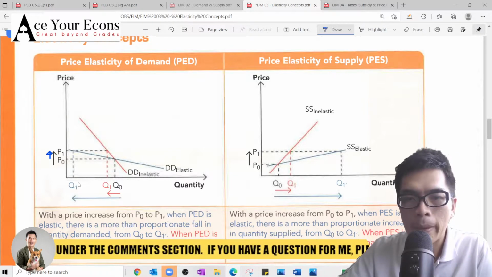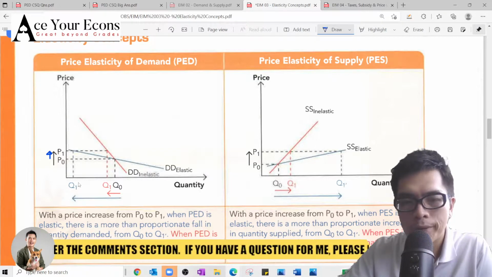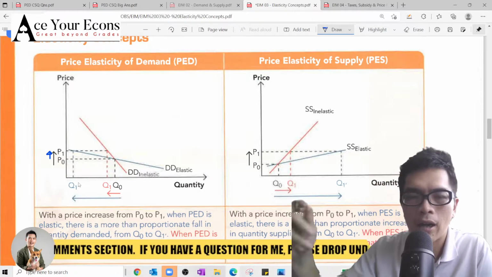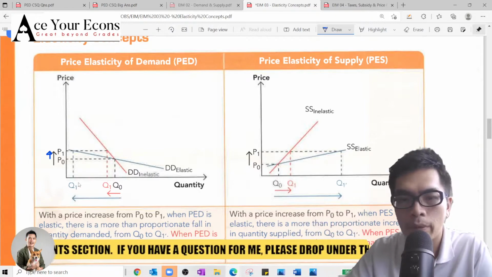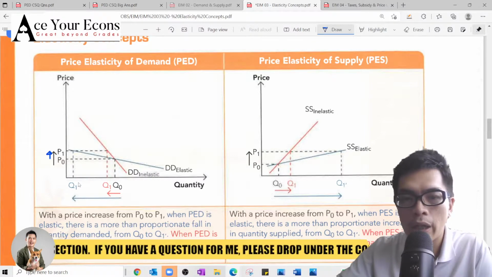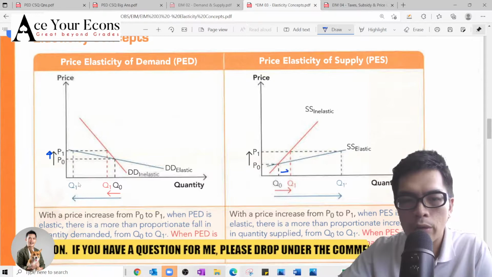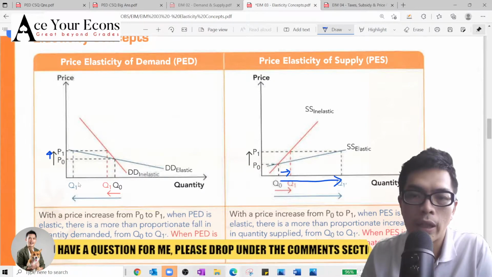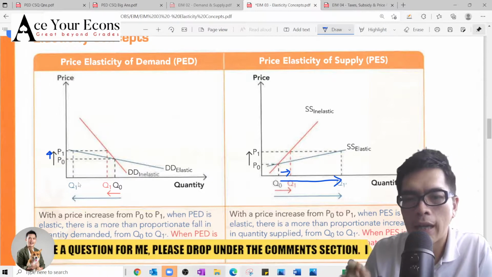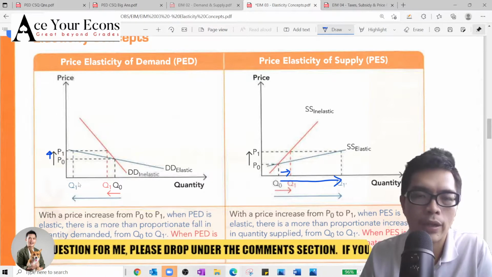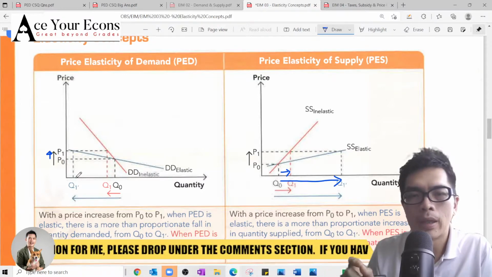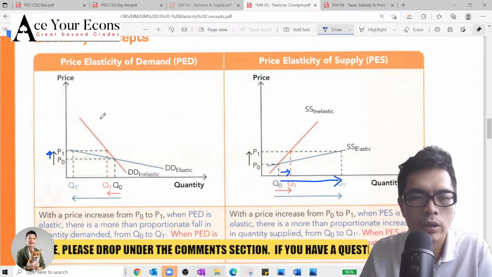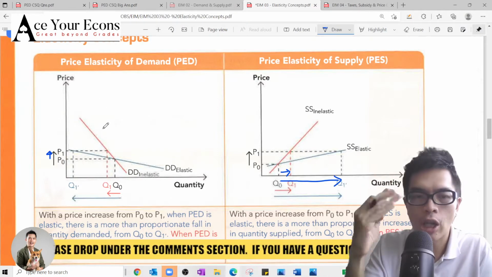Likewise for PES, we are going to use the same approach. For a given increase in price, we are concerned about how producers can respond to price changes. The one in red tells us that quantity supplied is going to increase less as compared to the one in blue. So the one in red is less sensitive or less responsive to an increase in price. So remember, PED and PES can be reflected through the shape of your demand curve.